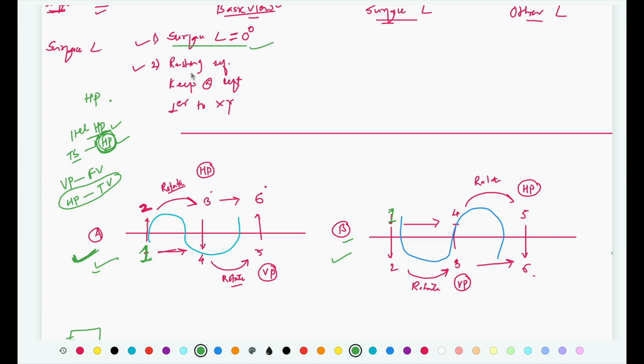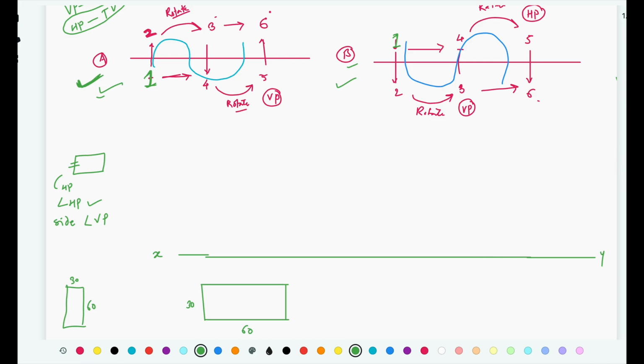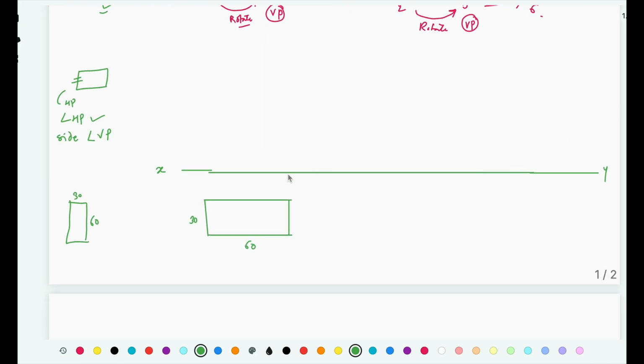we have made surface parallel to the plane. Additionally, identify the resting reference, keep it at left and perpendicular to XY. So we know that this shorter side is my resting reference, so that I have to keep at the left. So I have kept it at the left. Additionally, it has to be perpendicular to XY. So for that reason, this is the only choice available to draw this top view. Let's say this is A, B, C, D.